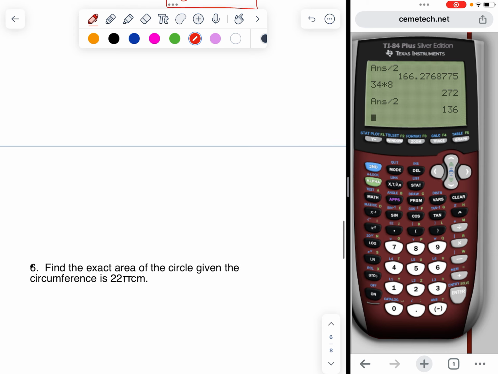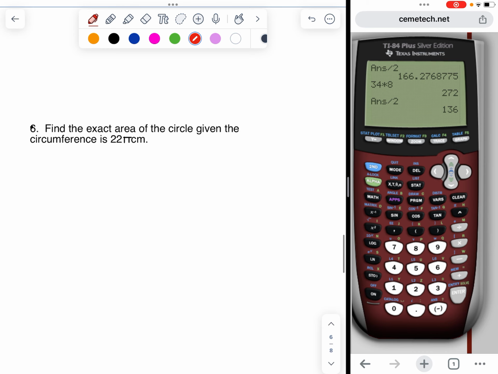Okay. Next one, find the exact area of a circle given the circumference is 22 pi centimeters. So I was given the circumference and I need to find the area, right? So I'm going to write down both my formulas. Area is pi r squared. Circumference is 2 pi r. Now remember, I want to find area. So area is equal to pi times the radius squared, which I wasn't given directly. Instead, I was given circumference.